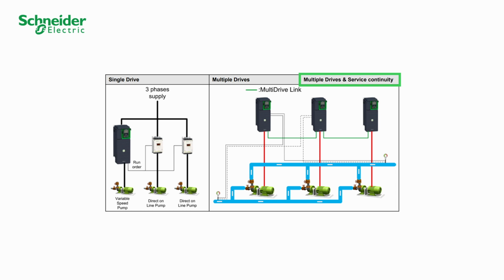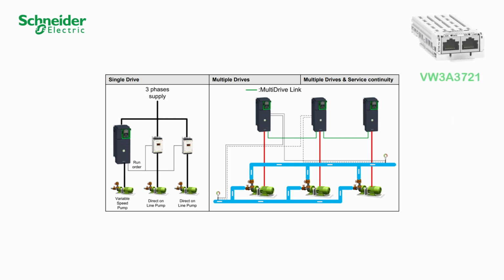If the current master stops or is in maintenance mode, the other master or masters takes over control of the system. The link between the master or masters and slave or slaves is established with an Ethernet option module VW3A3721 to use multi-drive link on each drive. The exchange through multi-drive link becomes active after configuration of communication data on all drives, as well as settings on master and slave side. The maximum capability of the system is 6 pumps.